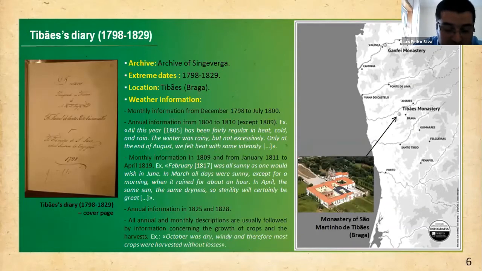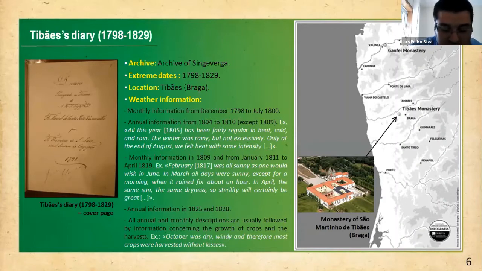The diary of the monastery of São Martinho de Tibães, located on the outskirts of the city of Braga, was started in 1798. The content is divided into four sections, the second one entitled Physical, Meteorological and Medical Diary, which includes annual and monthly records about local weather and weather-related events.